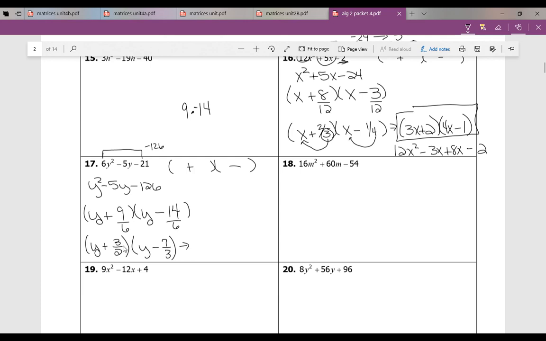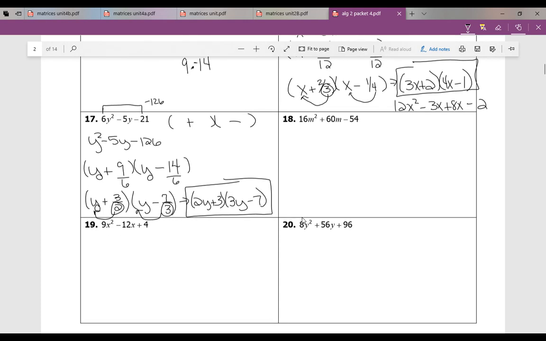And then, since we can't reduce it or divide out any further, this 2 goes up in front. So I get 2y plus 3. This 3 goes up in front and gives me 3y minus 7. You can always check it, FOIL it back out, and make sure that it works. All right, everybody okay with that?